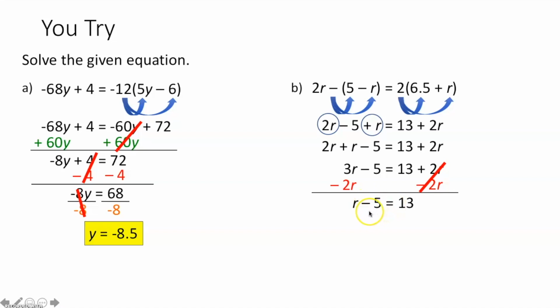Step 3, constants need to go to the right, so this negative 5 has to go over here. How do I do that? Do the opposite. Add 5 to both sides. These cancel out. I'm left with r is equal to 18. Remember, you can always check your answer by plugging 18 in for r here, here, and here. Make sure you get the same thing on both sides.